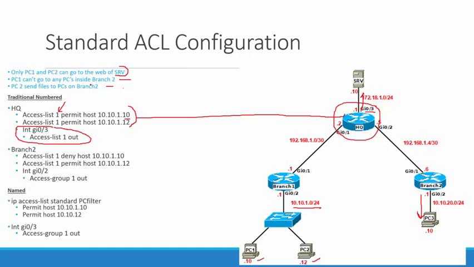PC1 can't go to any PCs inside of branch 2, and PC2 can send files to PCs on branch 2. So we could do it. We could go with an access list. Okay, I'm going to do it the way it's written, and then I'm going to explain something here.